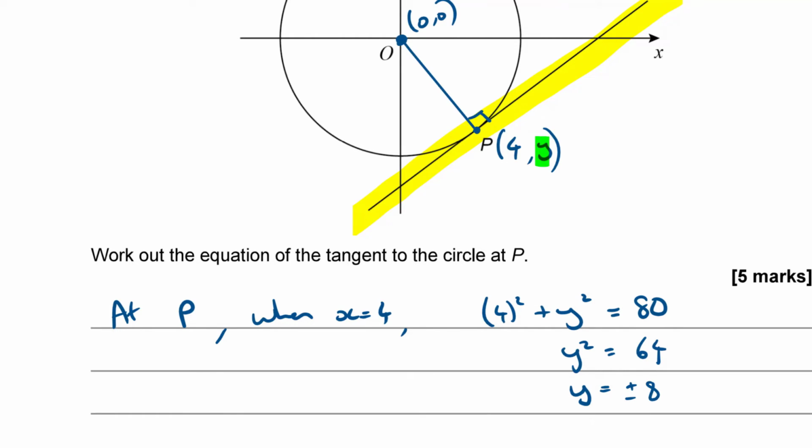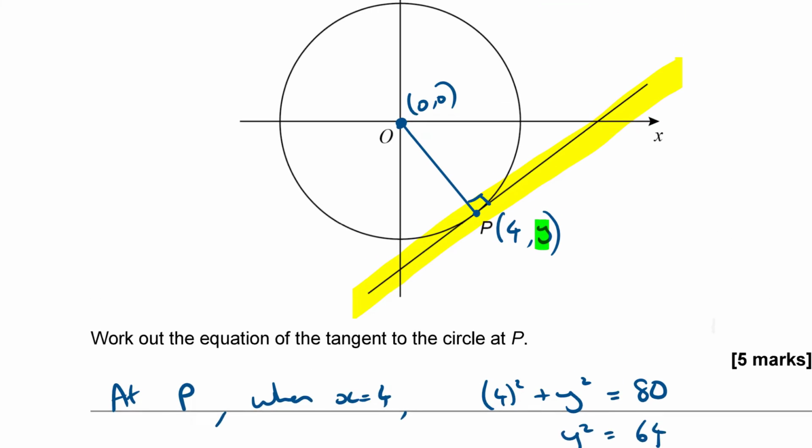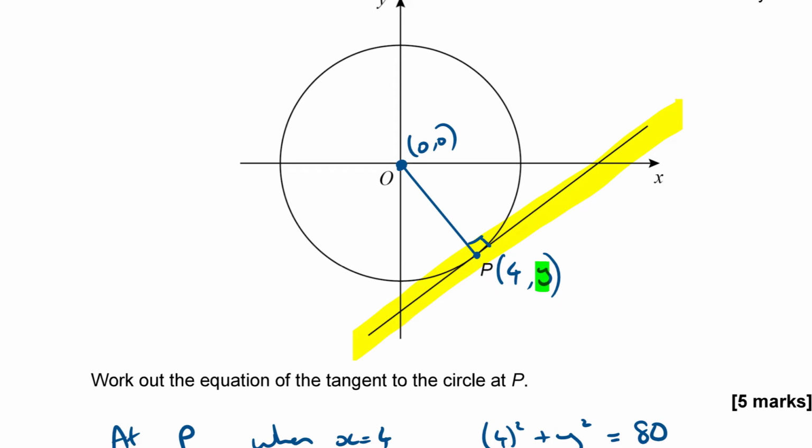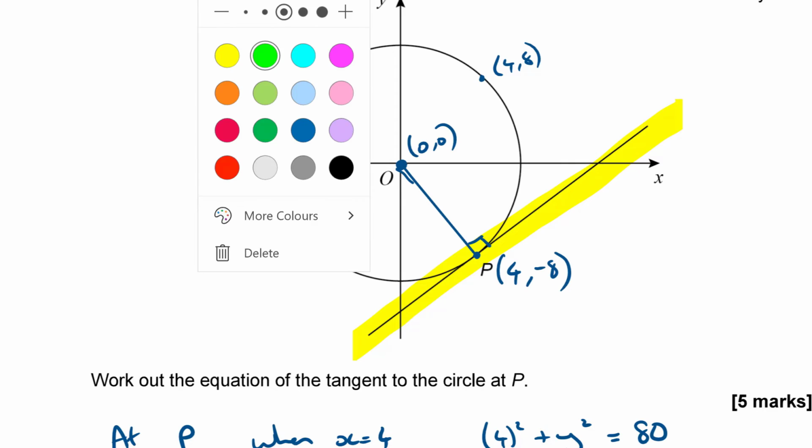So if we have a look at our graph, you can see actually there are going to be 2 points on this curve. You're going to have one up here, which is going to be at 4, and that's going to be the plus 8. And then this one down here is going to be minus 8, isn't it? Okay, so we've got 1 point on our yellow line, 4, minus 8, so we're getting there. So the next thing is to find the gradient of our radius.